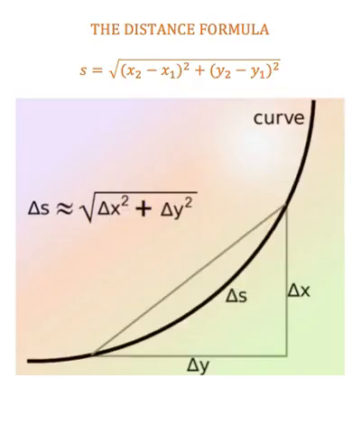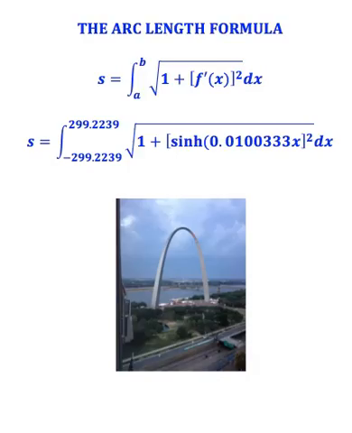If we were to divide delta x squared and delta y squared by delta x squared, we would then have a 1 plus (delta y over delta x) squared inside that square root. As delta x approaches 0, delta y over delta x becomes the derivative dy/dx. Finally, we arrive at the calculus formula for arc length. S is equal to the integral from a to b of the square root of 1 plus the derivative squared.